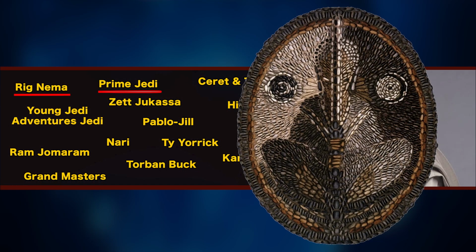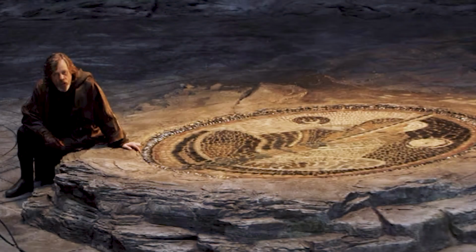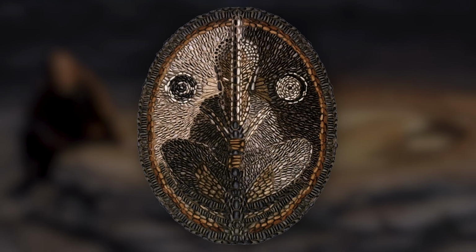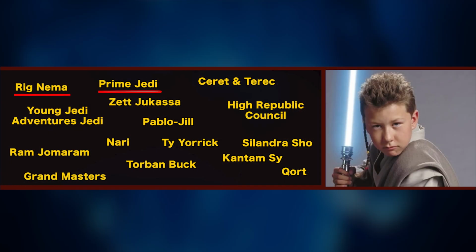Next is Prime Jedi. This was the Jedi who founded the Jedi Order on Octu around 25,025 BBY. They first appeared in The Last Jedi, depicted through a mosaic, and they will be seen again in James Mangold's upcoming film about the dawn of the Jedi.